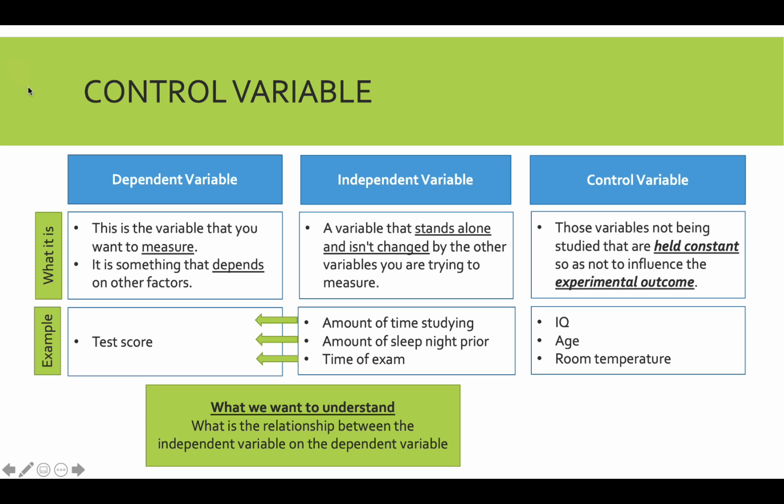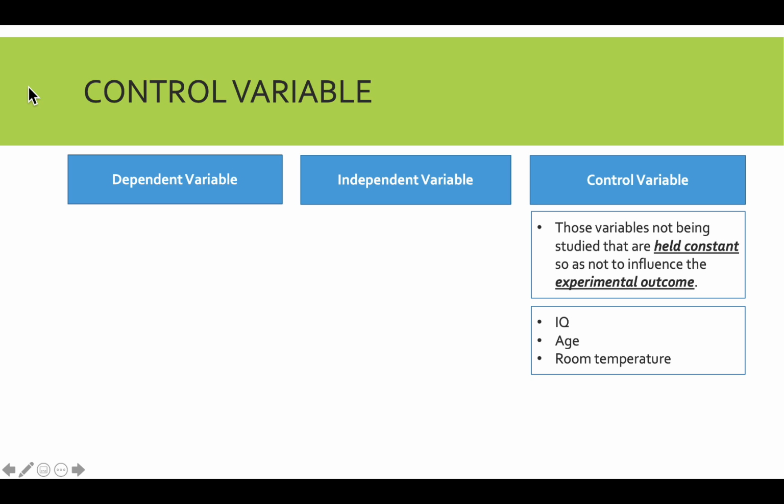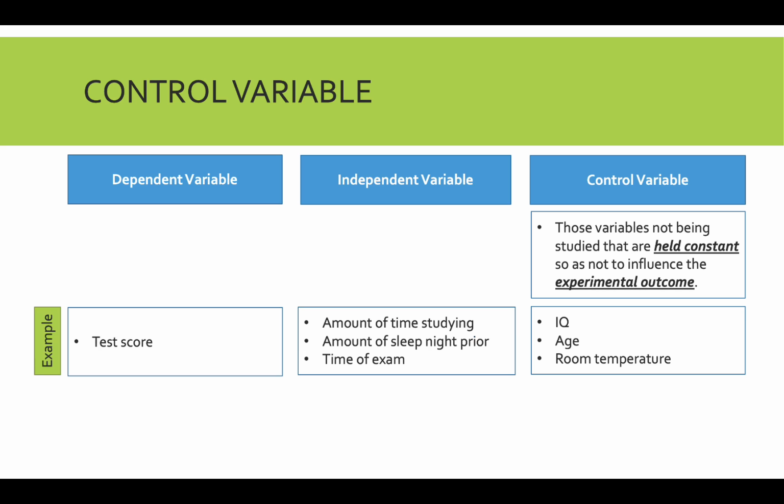So remember that we've got the independent and the dependent variable. So we just practice those. You're rock stars at these. The control variables are the things that you want to hold constant so you don't influence the experimental outcome. So this could be anything you want to measure. Maybe it's the age of a person, or maybe it's the temperature in a room.